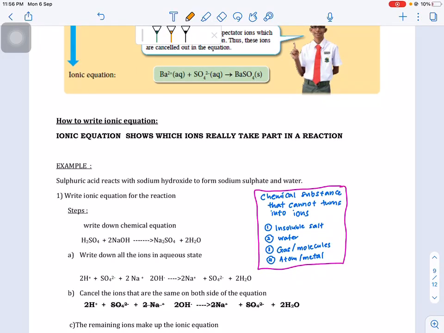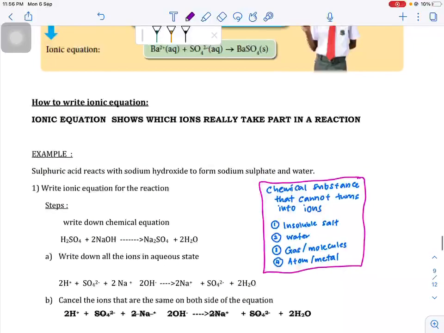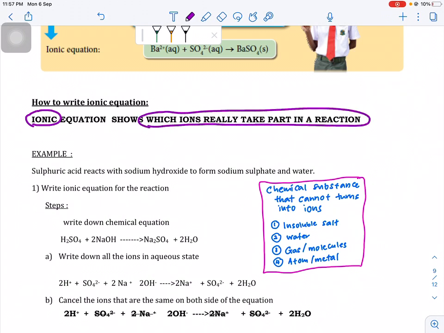Now I will teach you on how to write the ionic equation. How to write? It's not from the data, it's from the equation. Macam mana kita nak menulis the ionic equation. Okay, why ionic equation is important? Ionic equation, when we say ionic, kita akan nampak ions. When we say chemical equation, there will be no ions. We only have atom, molecule or compound. In ionic equation, you can see ions. Why? Because in ionic equation, dia memberi pengiktirafan, acknowledgement, because dia nak menunjukkan which ions really take part in a reaction. Mana yang betul-betul bekerja untuk menghasilkan produk.